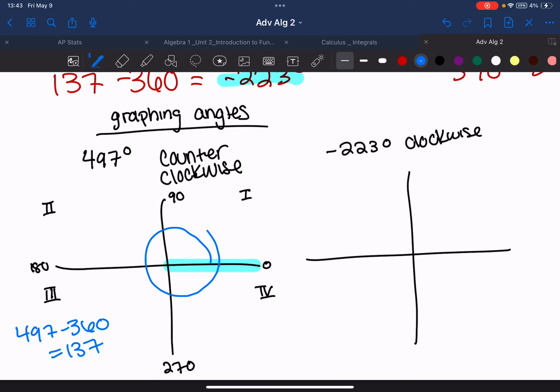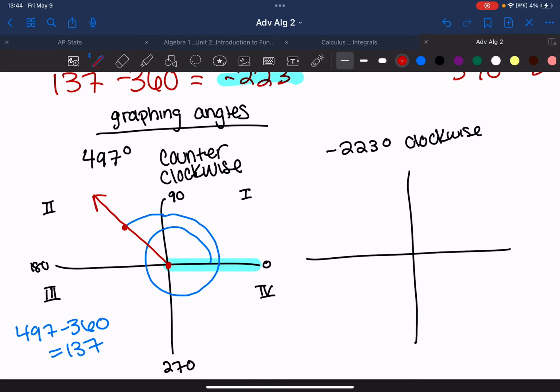Now I need to add another 137 degrees. Well, I'm going to continue this. This is 90. And then somewhere over here is going to be my 137. From here, I'm going to take the point from the origin to the point that I stopped, and I'm going to draw a line. Okay, this is my terminal side of the angle. And that's it. That's how you graph it.